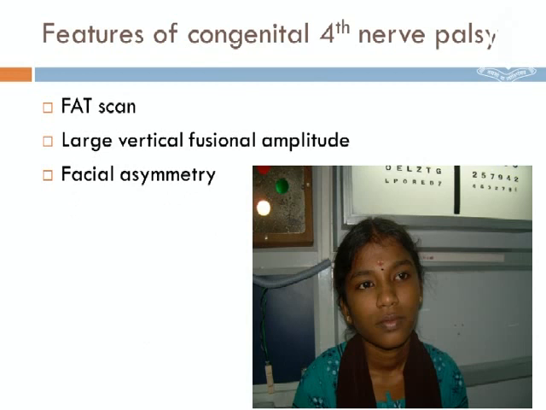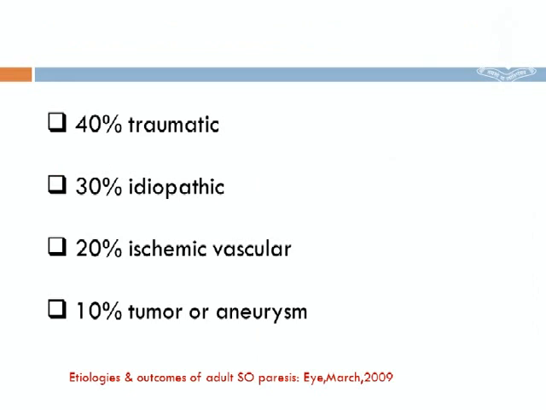Usually there are features of congenital fourth nerve palsy, which is long-standing, so you ask for a family photograph. FAT scan is nothing new, it's a family album tomography. These patients have a large vertical fusional amplitude. The normal range is 4 to 6, but these patients with a congenital fourth nerve palsy usually have more than 10 prism diopters. And you have a facial asymmetry. None of these patients complain of diplopia. So etiologically, if you think of fourth nerve palsy, it is 40% traumatic, 30% idiopathic, 20% ischemic vascular, and 10% could be due to tumor or aneurysm.